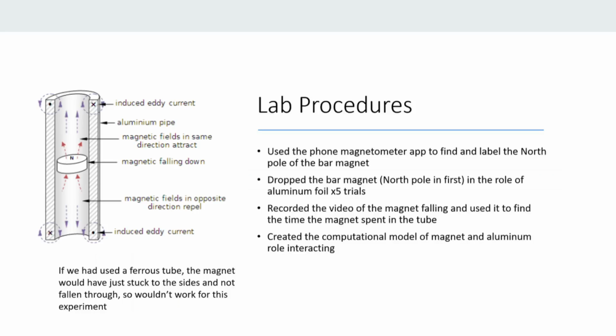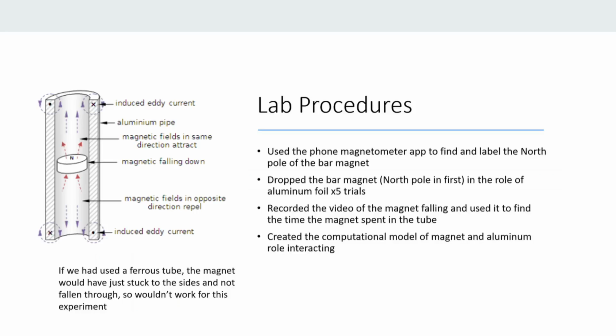So, lab procedures. Of course, we're using Faraday's law and Lenz's law. We observed that if we had a ferrous tube, the magnet would have just stuck to the sides and not fallen through, so it wouldn't work for this experiment. So we used the phone magnetometer app to find and label the north pole of the bar magnet.